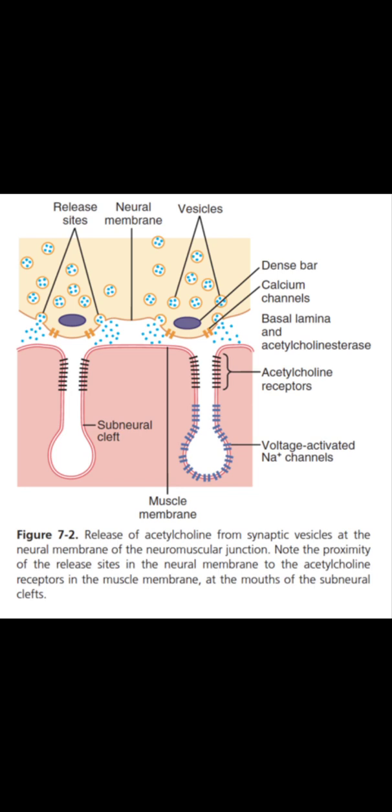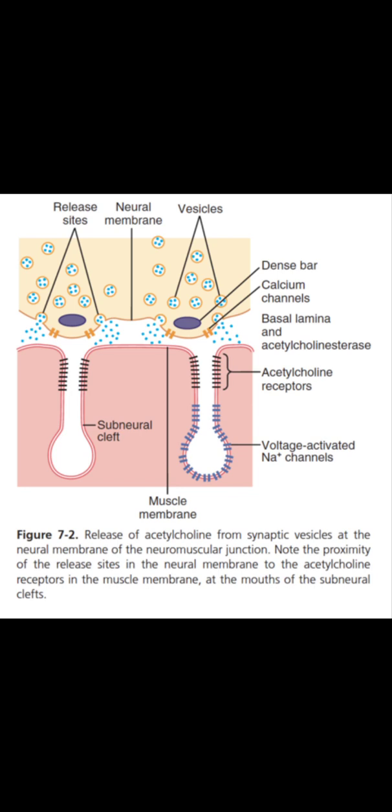When this acetylcholine comes into the synaptic space, it reaches the postsynaptic membrane, where some acetylcholine receptors are located, mainly at the subneural cleft. These receptors receive acetylcholine, and the acetylcholine-gated ion channels, mainly sodium channels, get opened. When sodium influx occurs, this increases the membrane potential of the muscle, and then an action potential appears.